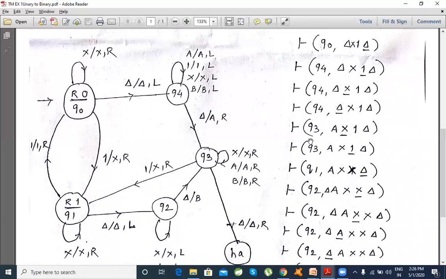This is being in Q3. Being in Q3, if X is available, X would be retained as it is and move towards right. When we see the first one, whatever ones are left from this end, we'll replace this one by X and we move towards an odd end.